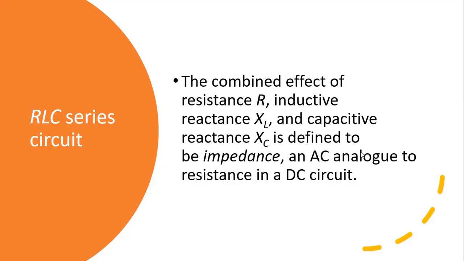So the combined effect of resistance R, inductive reactance XL, and capacitive reactance XC is defined to be impedance. When we say to impede, to resist, that's where we get impedance from. So it is an AC analog of resistance in DC circuit. When we are talking about DC circuit, we call it resistance. But when we get to AC circuits, we call it impedance.